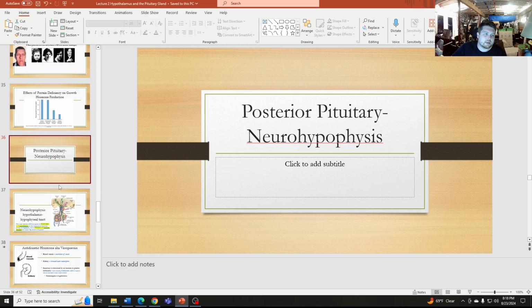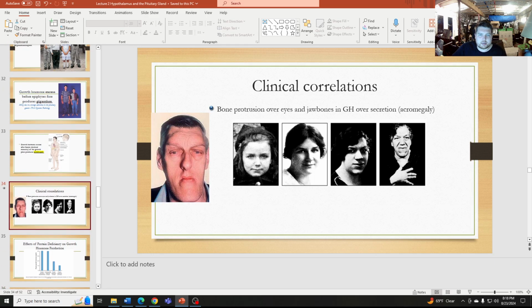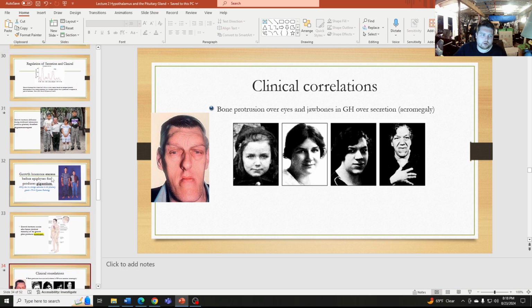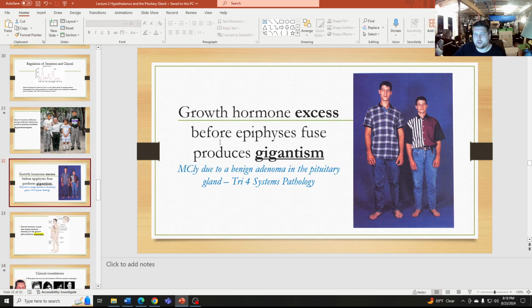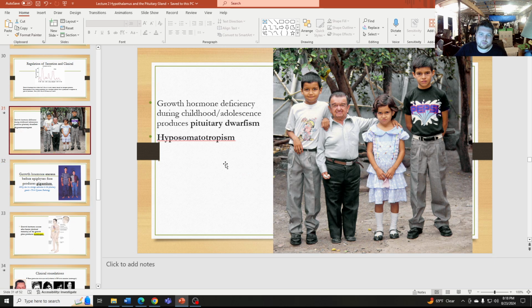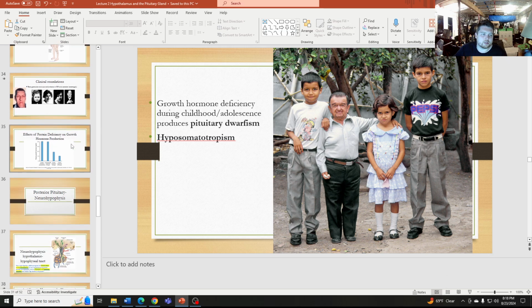Now, the big things you want to remember from this: acromegaly, too much growth hormone after the growth plates have closed; gigantism, too much growth hormone before the growth plates close; dwarfism, not enough growth hormone when the growth plates are open.